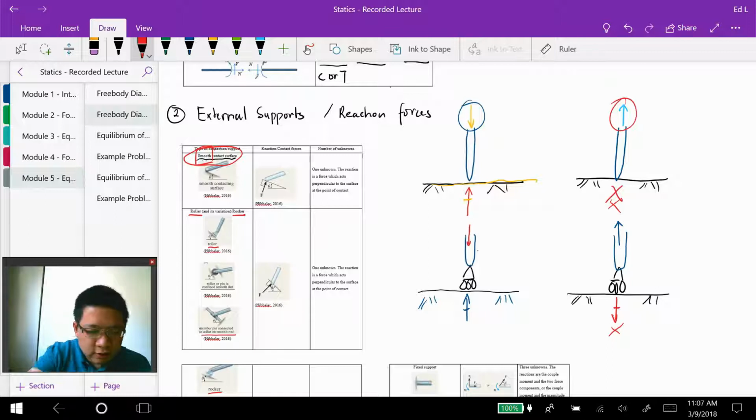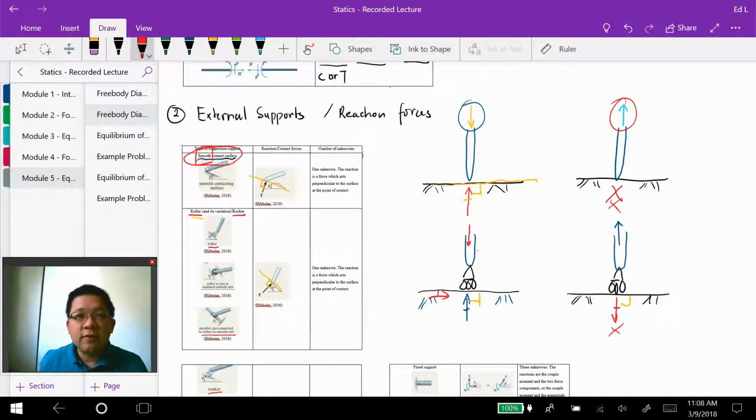The reaction force for a smooth contact surface and a roller is always perpendicular to the surface. So if I have an inclined surface, then it will be perpendicular to that inclined surface, as shown in here. Some of you may ask, how come there is no horizontal force in here then?